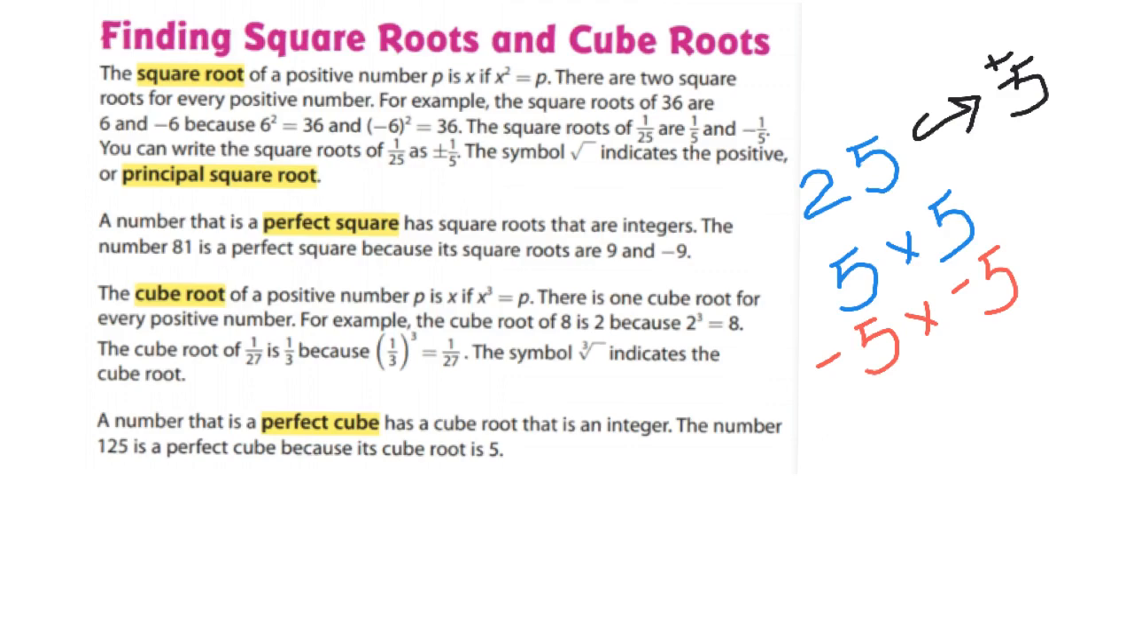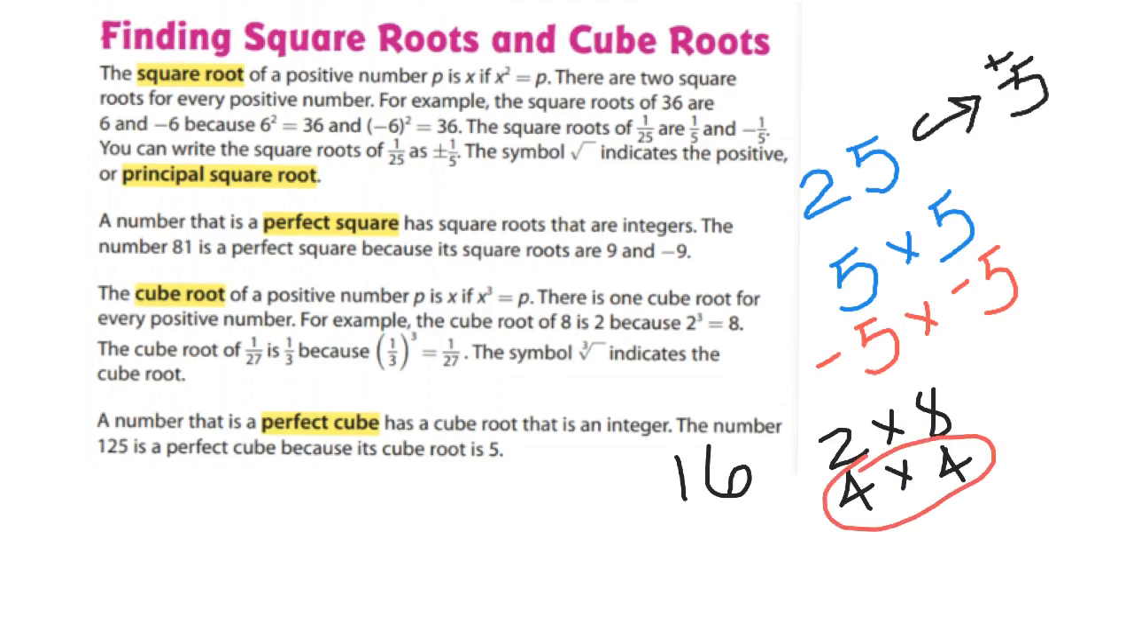Okay, let's do another example for square roots. So what if they give you the number 16? So think about that. You've got a couple sets of numbers that multiply to give you 16. You've got 2 times 8, and you have 4 times 4. But remember, when you want a square root, they want you to use the same number. So you're going to have to use 4 times 4. So one of your answers would be 4.